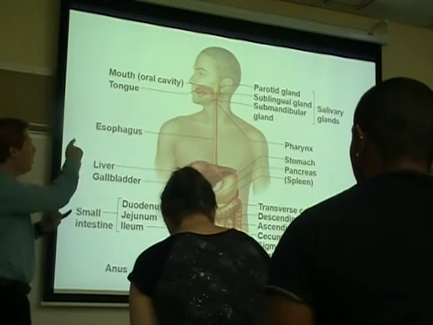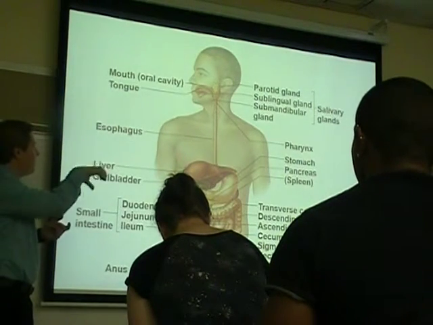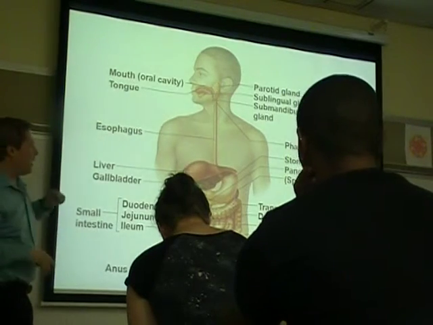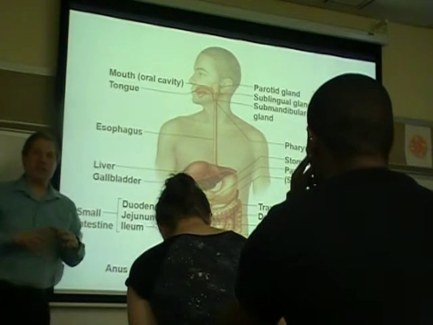We'll have to look at those too. So as we go further into the posterior aspect of the oral cavity, we see the parotid glands, sublingual, and submandibular. These are all salivary glands.